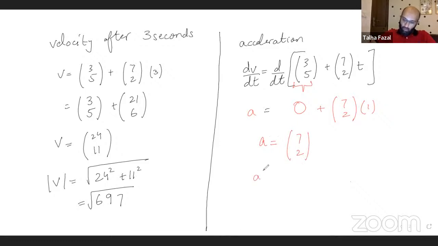If you're asked about the magnitude of acceleration, you'll simply do 7 squared plus 2 squared square root, which is going to be square root of 53. This is what you have when it comes to velocity vectors, right? I mean, it works the same way. We are just working with vectors. That's the only difference.